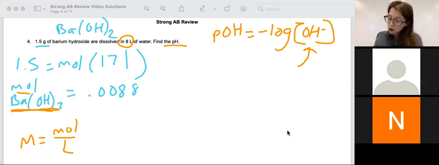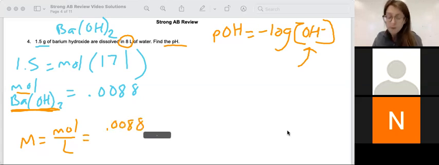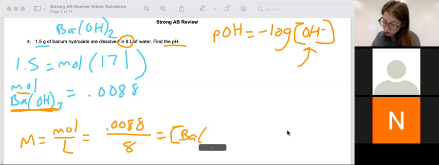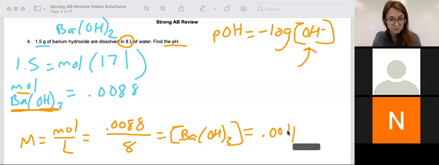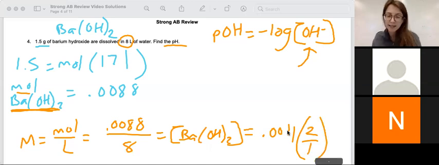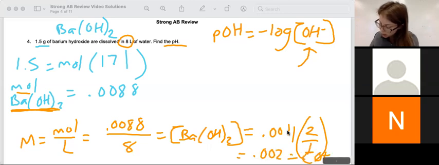Either order is fine. I'm gonna start by first finding the molarity of my barium hydroxide. Moles of my barium hydroxide over the 8 liters. Again, this is my barium hydroxide, since that's what I had the moles of. I get 0.0011. My mole ratio here is 2/1 to get to hydroxide. We want hydroxide. It has a coefficient of 2. We have the barium hydroxide. So 0.002 is my concentration of my hydroxide.